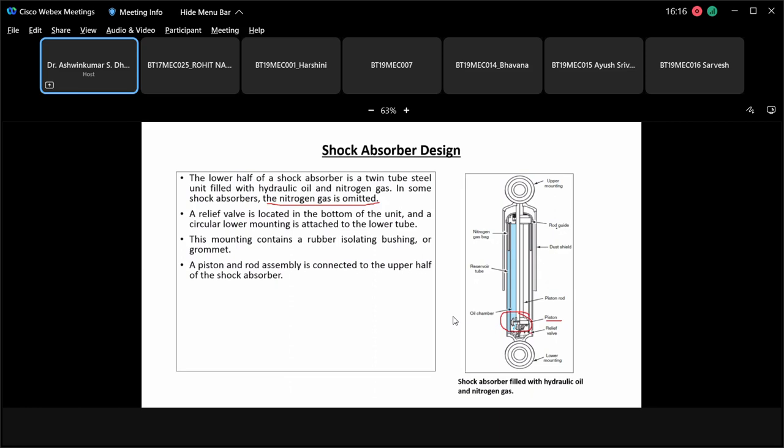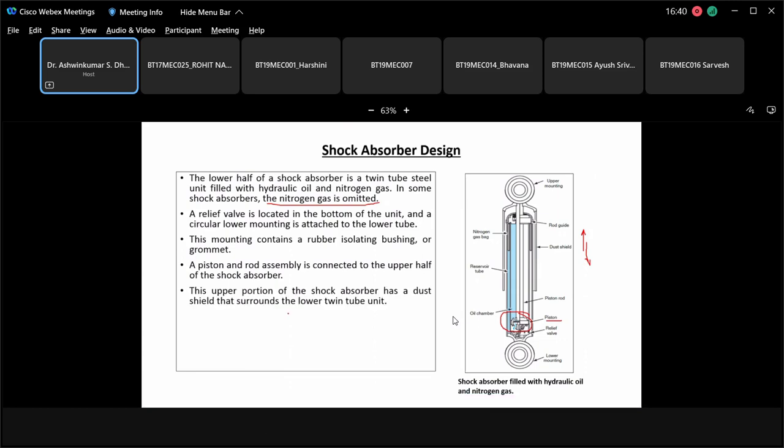This is a dual shield rod guide, and the inner cylinder and the outer cylinder of this shock absorber can have movement like this. That means it is just like a spring action. Only, this is spring action with the dissipation of energy due to shocks.